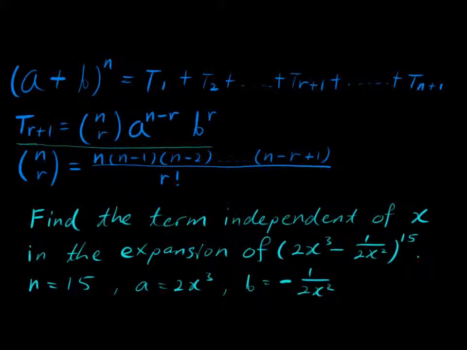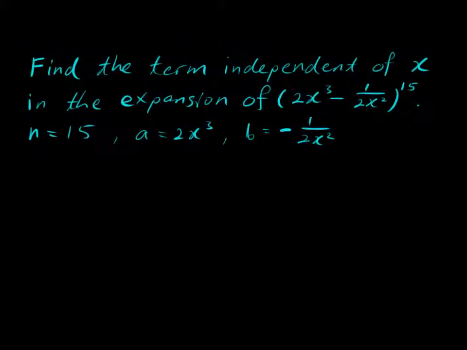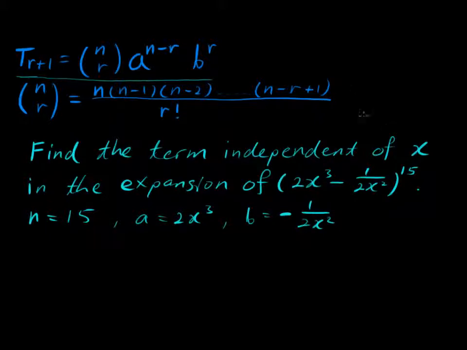So let's carry out the computation for the (r+1)th term. This is to find out which term has no dependence on x, which means that the 2x³ raised to the power of n − r is going to be cancelled off by the x² when it is raised to the power of r.